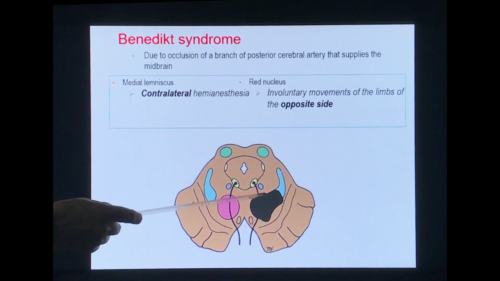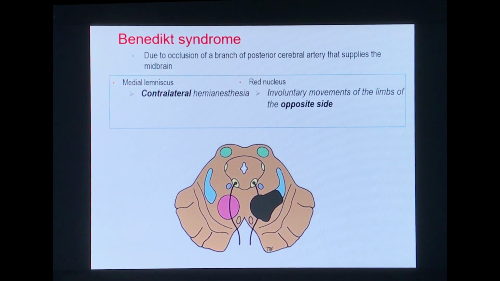So here mainly you will see there is involvement of the red nucleus. Since the red nucleus is concerned with movements, the extrapyramidal system, the patient might present with involuntary movements of the limbs on the opposite side. There is crossing over of this corticospinal tract. Usually involuntary movements are mainly controlled by the basal nuclei and the extrapyramidal system. Since the red nucleus is affected on the left hand side, the patient might present with involuntary movements on the right side.